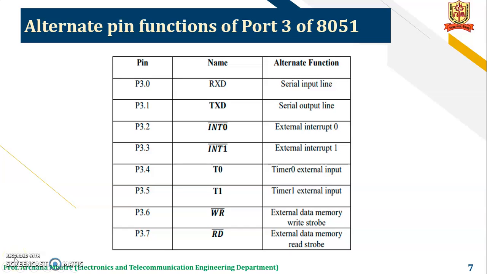So port 3 has alternate functions, and in this diagram you can see the alternate functions of port 3 of the 8051 microcontroller. It has alternate functions as RxD, TxD for the serial input line and serial output line, then INT0 bar, INT1 bar, that is external interrupt 0 and external interrupt 1, then T0, T1 for timer 0 and timer 1 inputs, then RD bar, WR bar. WR bar is the external data memory write strobe, and RD bar is the external data memory read strobe. So this is the table for the alternate functions of port 3.